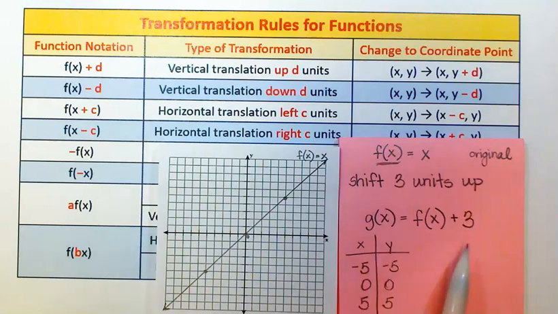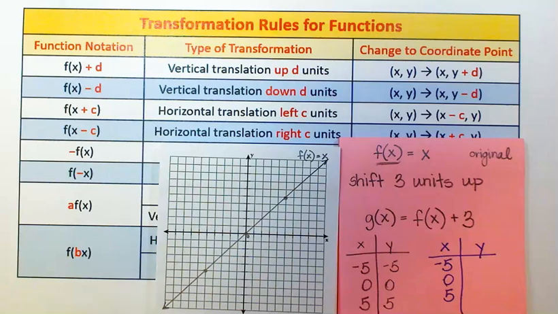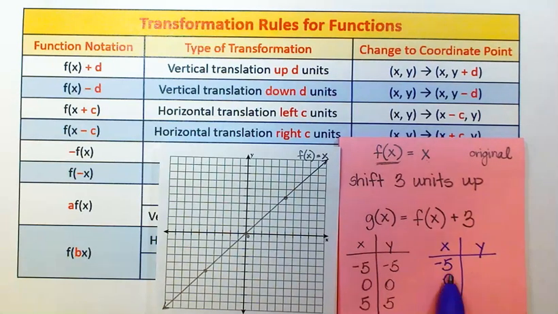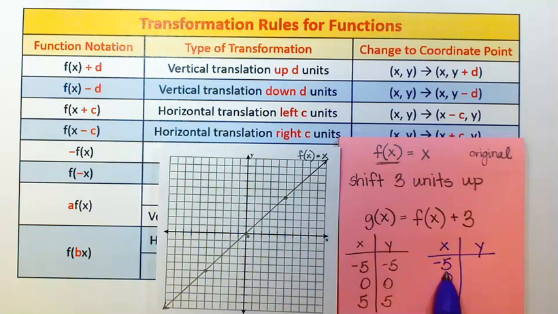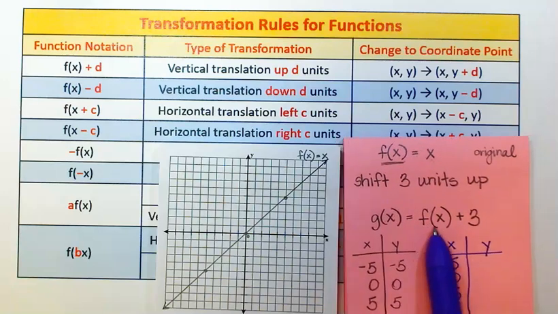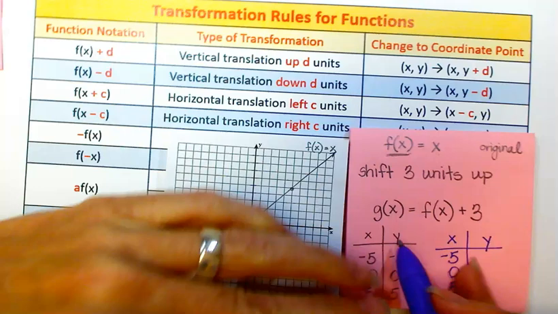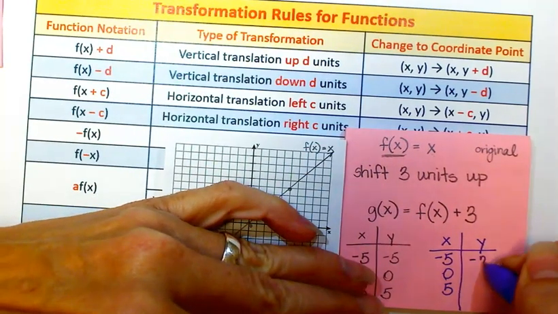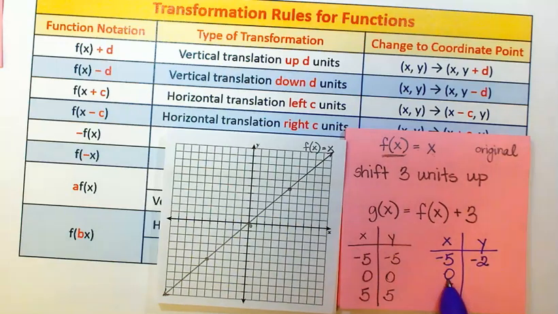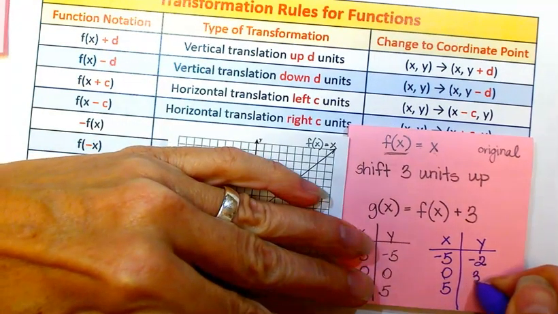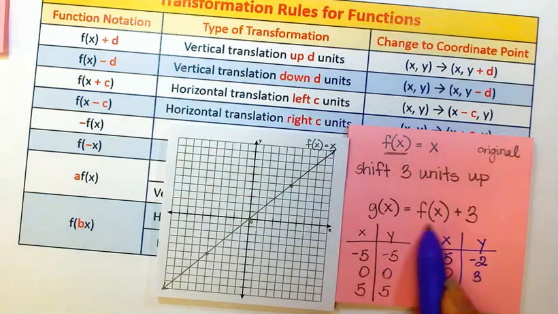Well, what happens if we translate it up 3 units? Basically, if my x value is -5, the original f of x value that went with it was also -5. And then plus 3 gives me my new y value, which is just -2. If my x value was originally 0, my original y value was 0, add 3 to it. If my original y value was 5, add 3 to it.